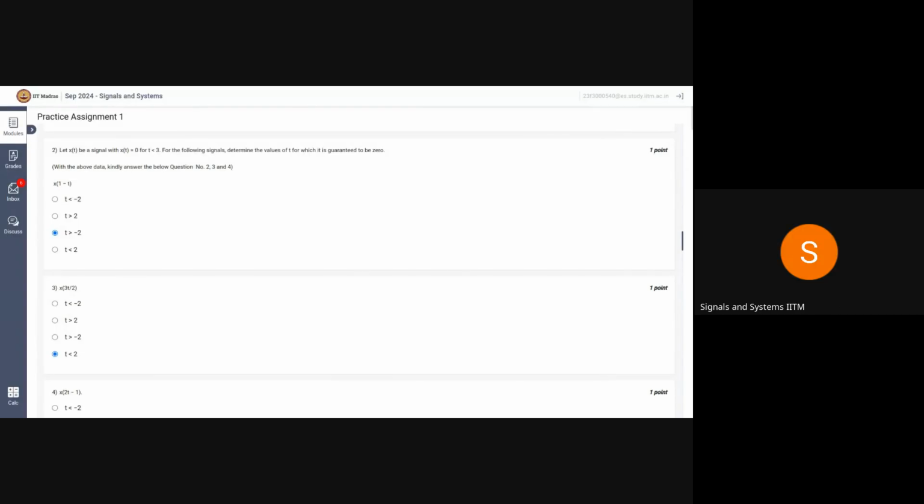Let x(t) be a signal with x(t) equal to 0 for t less than 3. For the following signal, determine the value of t for which it is guaranteed to be 0. x of 1 minus t.